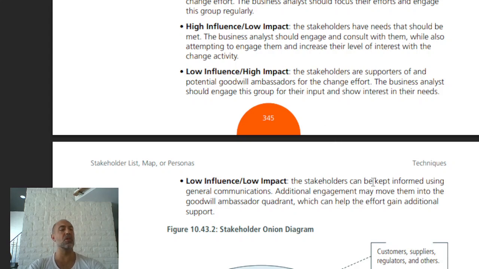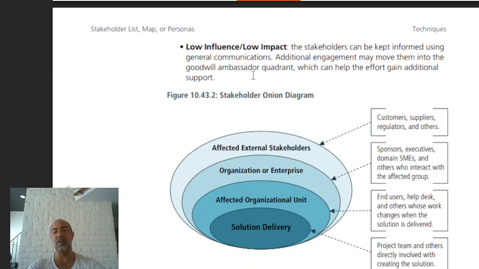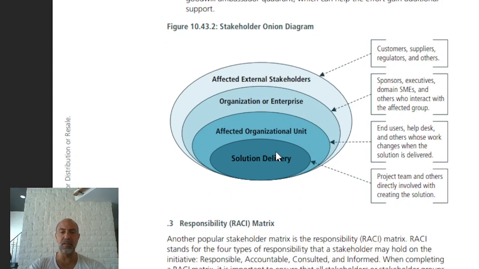Right? Like if it's a consultant from the outside, he has high impact, but low influence because it's not within. Low influence, low impact: stakeholders can be kept informed using general communications. And the onion diagram is basically the core and how other stakeholders impact it, or how it impacts the stakeholders.